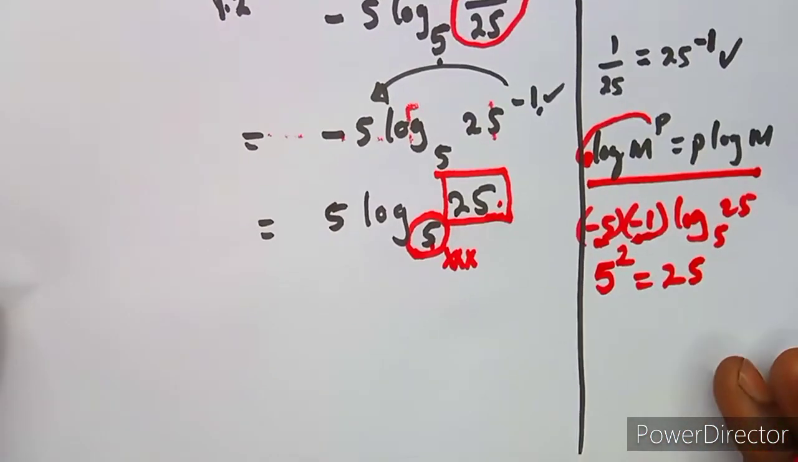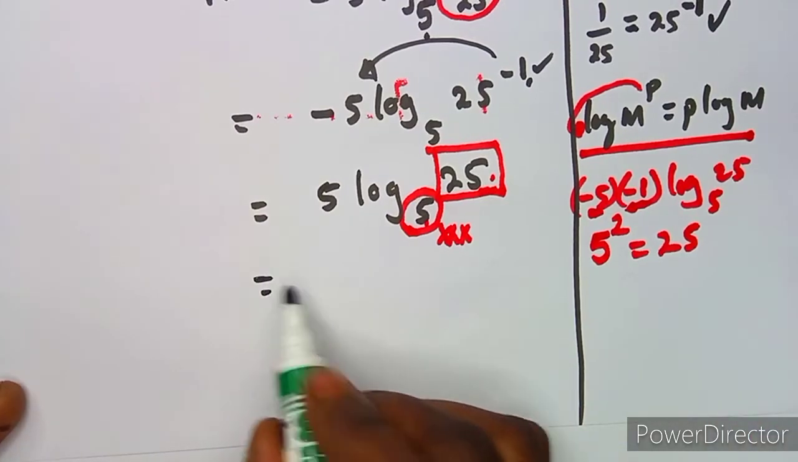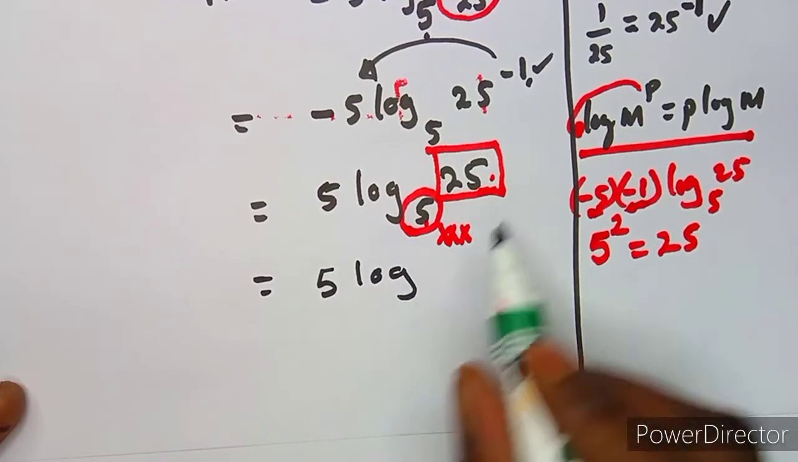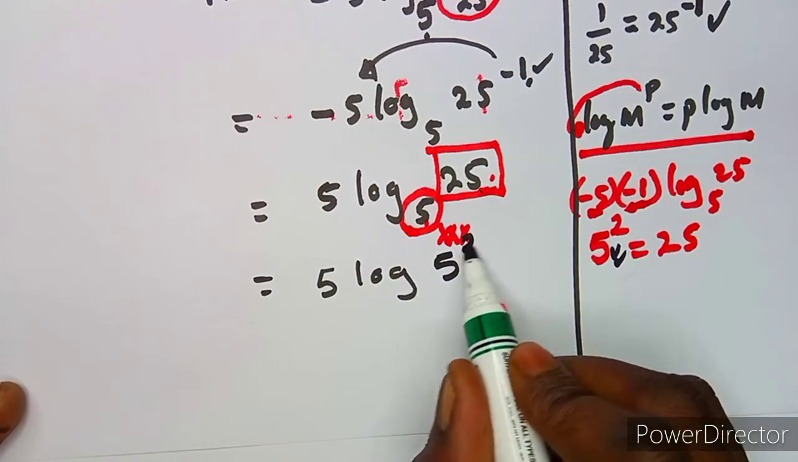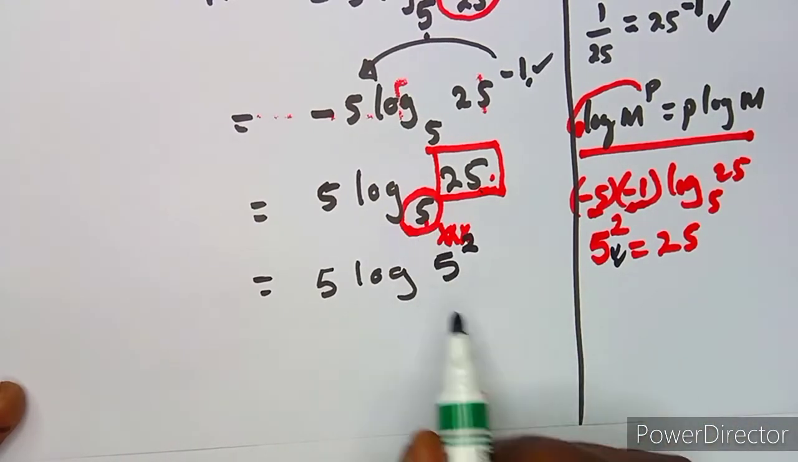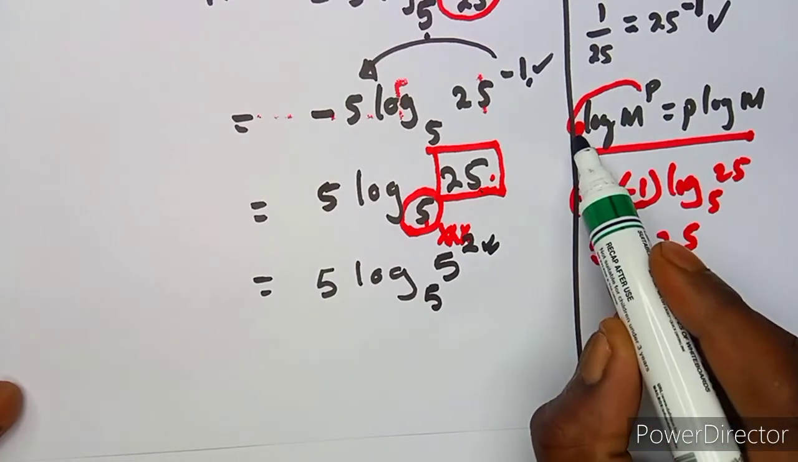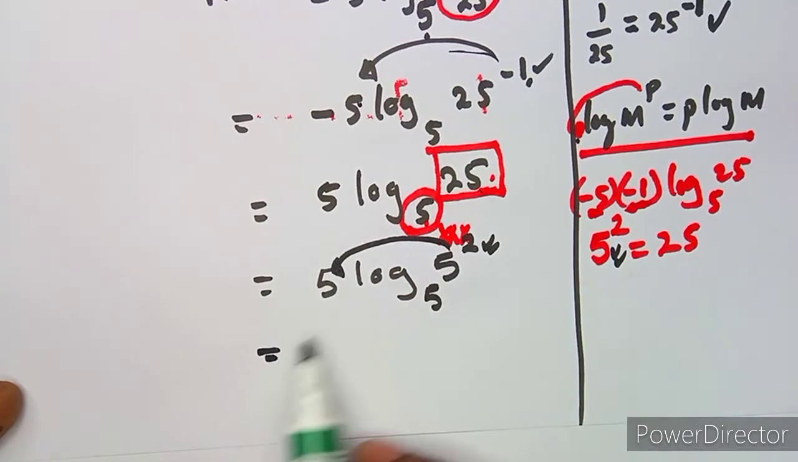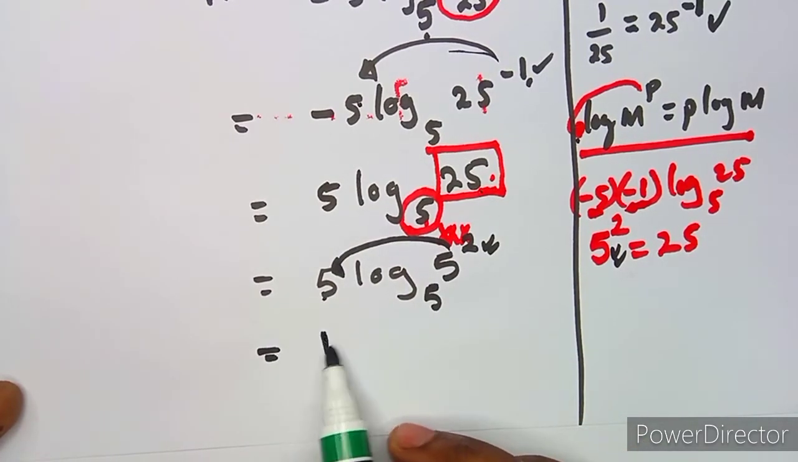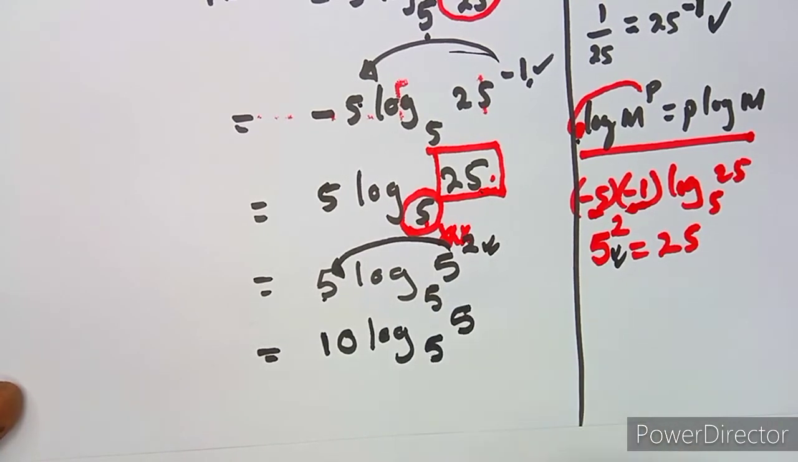All right, so let's write this in terms of 5. It is going to be equal to 5 log, and in terms of 25, I'm going to write this as 5 squared, but we are still in base 5. So as you can see, guys, we are now back to that exponent again. So we're going to drop the exponent just like what we did to minus 1. So it will be 2 times 5 this time. 2 times 5, that is going to give us 10 log 5 base 5, like this.